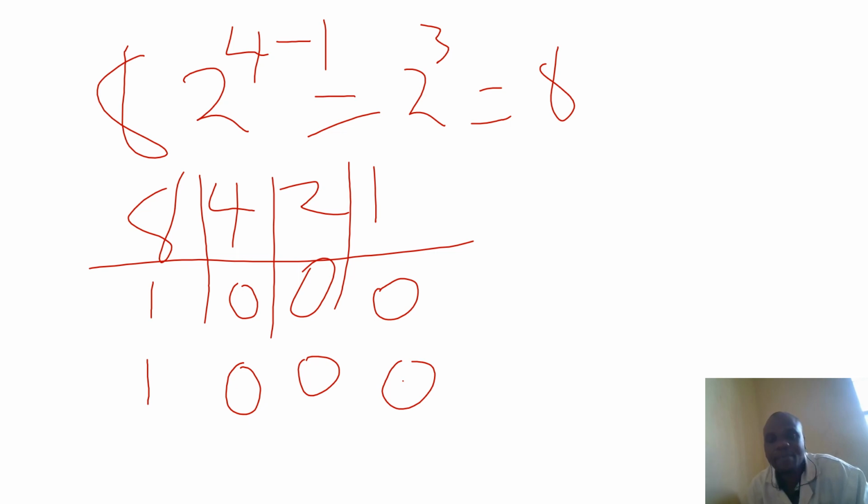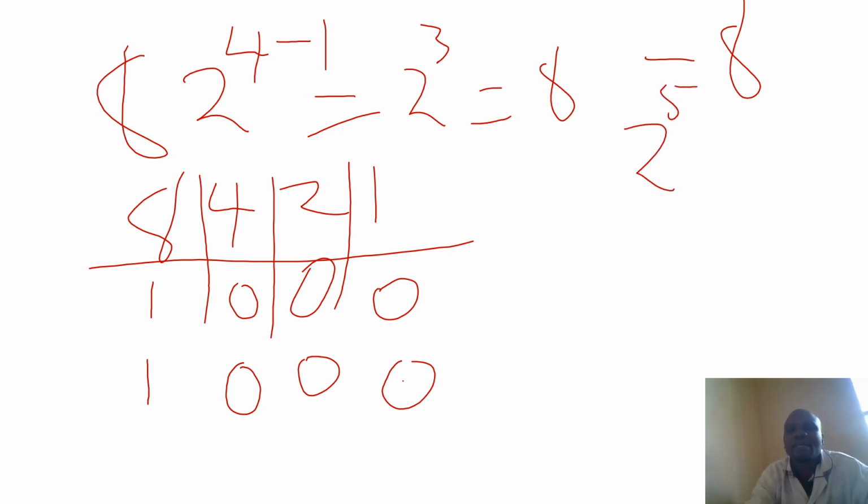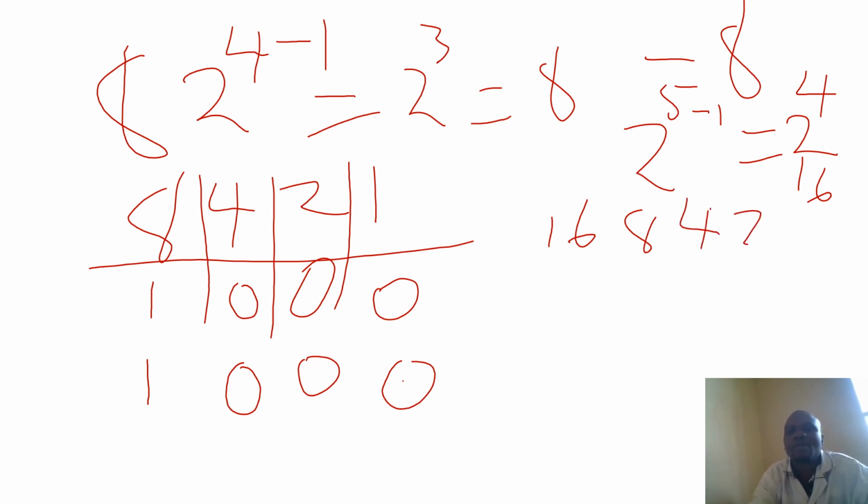So now, what if I wanted to represent a negative 8? How can I represent it? For a negative 8, I can use maybe 5 bits. To represent it using 5 bits, remember this is the same as 2 raised to power 5, then I subtract 1, and this is equivalent to 2 raised to power 4, which is 16. So in this case, I'll have 16, then 8, 4, 2, and 1.